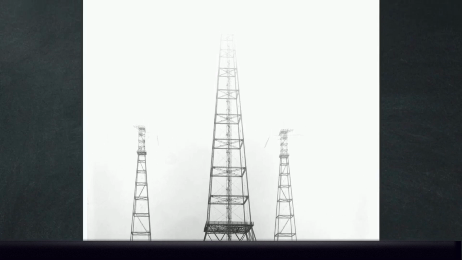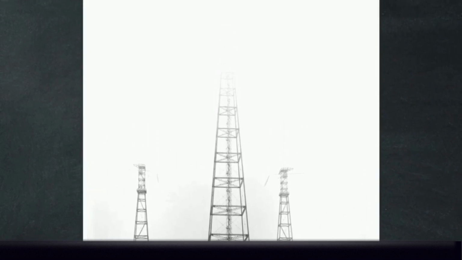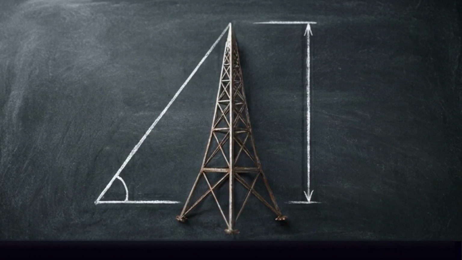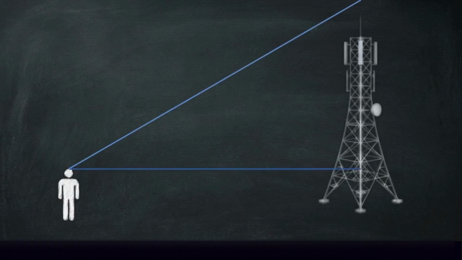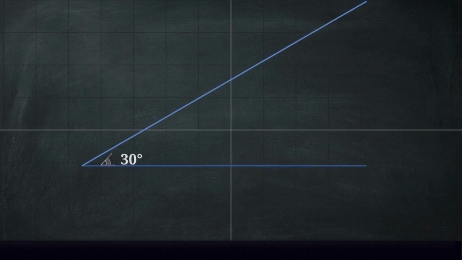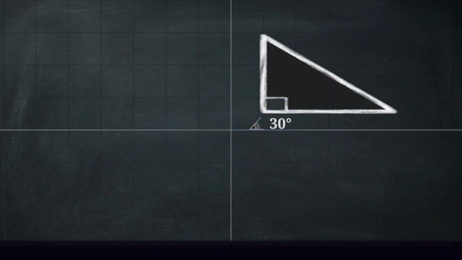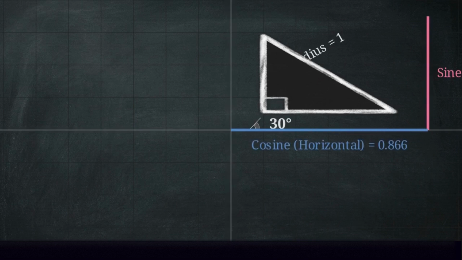Look at the immense scale of this transmission tower. Imagine you need to know exactly how tall it is. You stand 10 feet away from the base, and you look up at the very top. Let's say your line of sight creates a 30-degree angle with the ground. This triangle diagram shows what happens when we feed that 30-degree angle back into our unit circle. The math dictates fixed proportions. The vertical height, our sine, is exactly 0.5, while the horizontal baseline, our cosine, stretches to roughly 0.866.